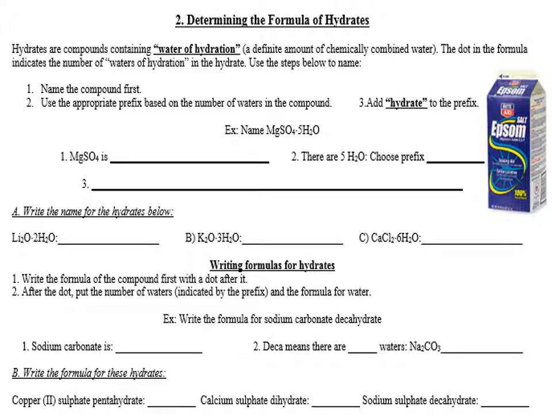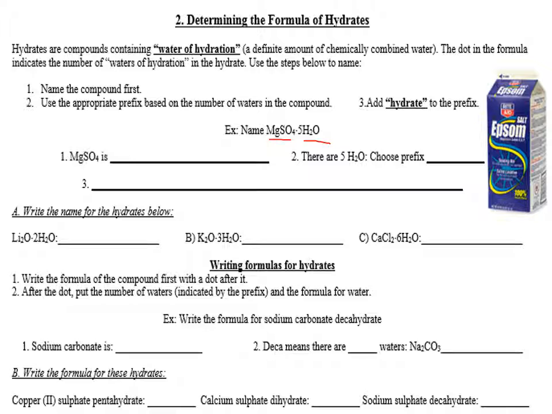So now we get to hydrates. You already know what a hydrate is. It's an ionic compound with some water molecules attached to it. And so we're just going to do a quick review of how to name hydrates and how to write formulas for hydrates. And then afterwards we're going to see how do you figure out how many water molecules are attached to your ionic compound.